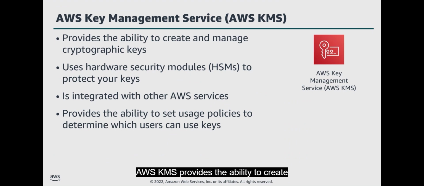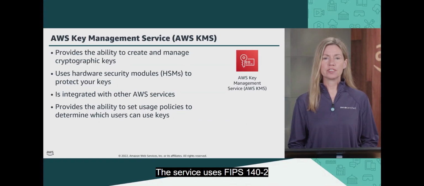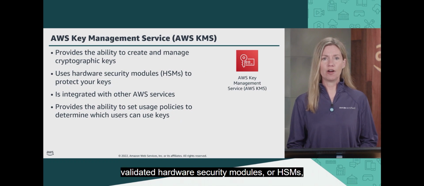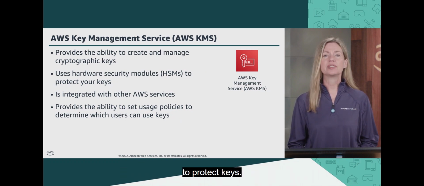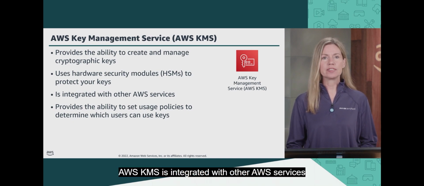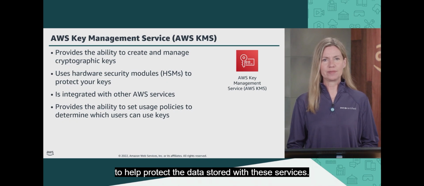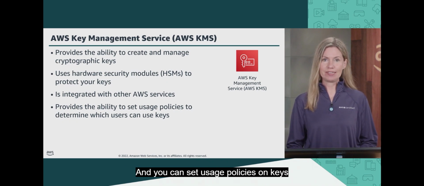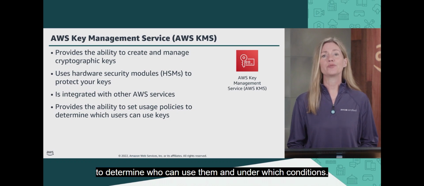AWS KMS provides the ability to create and control the keys used to encrypt your data. You can create data keys with unique aliases and descriptions, automatically rotate your keys on a scheduled basis, and disable or delete keys. You can also import your own keys instead of using AWS-generated keys. The service uses FIPS 140-2 validated Hardware Security Modules, or HSMs, to protect keys. AWS KMS is integrated with other AWS services to help protect the data stored with these services. And you can set usage policies on keys to determine who can use them and under which conditions.